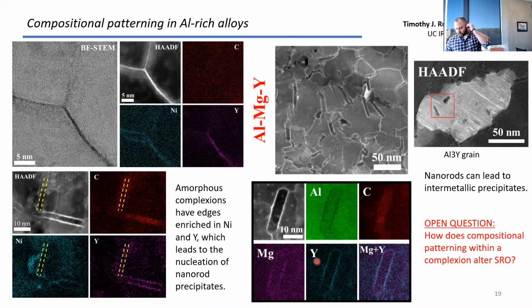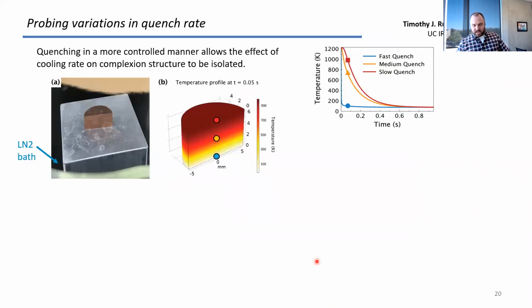So one of the questions we're digging into, I don't have the answer for you today, is how does this compositional patterning within amorphous complexions end up altering the short-range order distribution? And I'll come back to that at the end and show you how we're trying to poke at this from an experimental standpoint. The last thing I want to mention is the effective quench rate on these types of features.